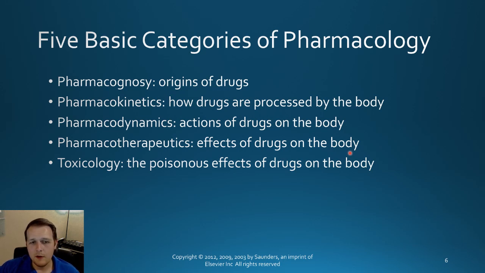The pharmacotherapeutics is actually the effects of the drug on the body. So if I give someone a beta blocker, it drops their blood pressure and their heart rate. That's the pharmacotherapeutics. And then toxicology is the poisonous effects. If I give that patient the beta blocker and it gets their heart rate too low, or they get too low blood pressure, that can be very bad for the patient. So that's the toxicology of it.